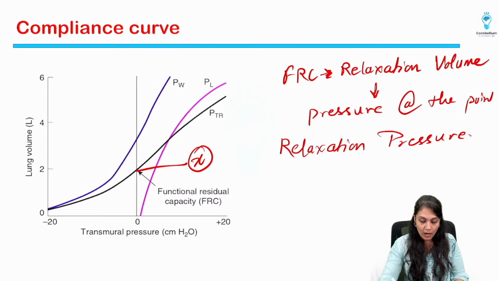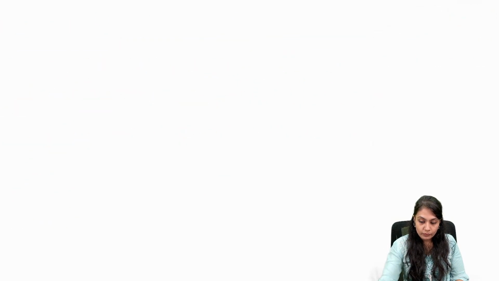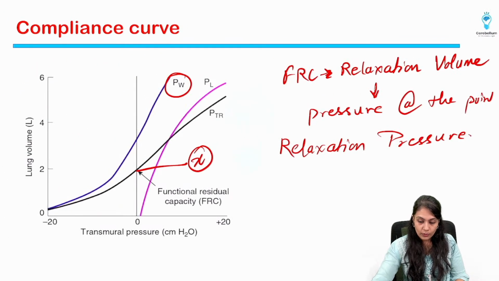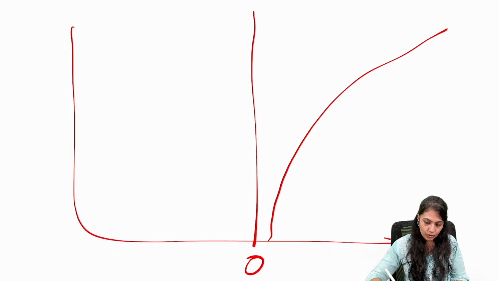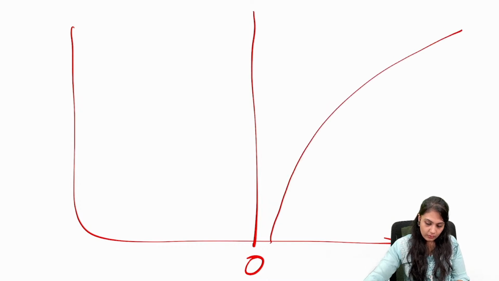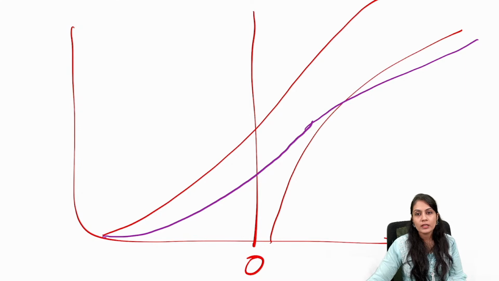Before that, let me tell you how to remember, because again you will be thinking whether the transpulmonary pressure was positive or the chest wall pressure was negative, and how to draw this diagram. It's very simple. You can simply draw the diagram like this. This is going to be my 0 point. This will be one pressure, this will be another pressure, and in between I'm going to have something which is going to intersect between these two, right? And that is going to be the middle pressure.